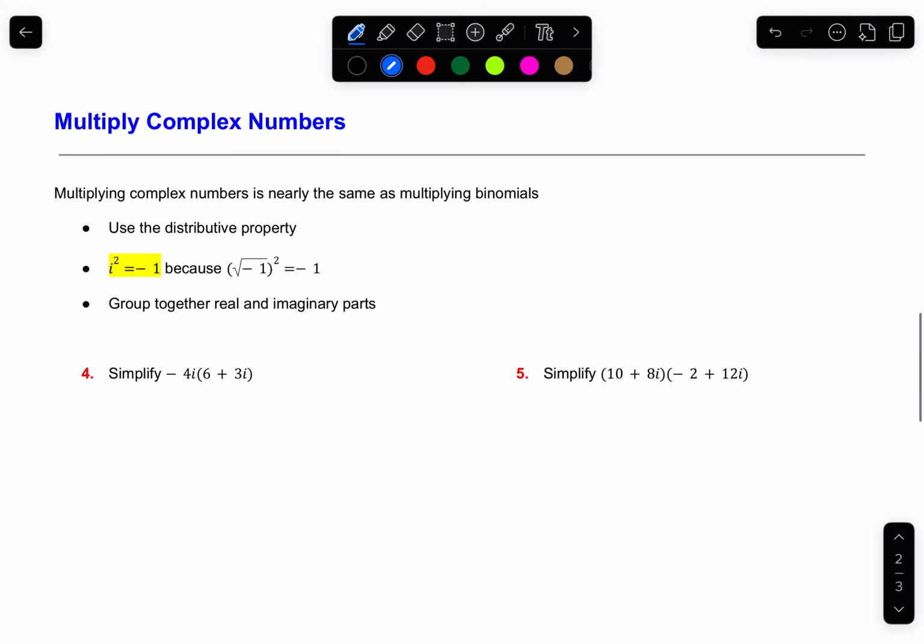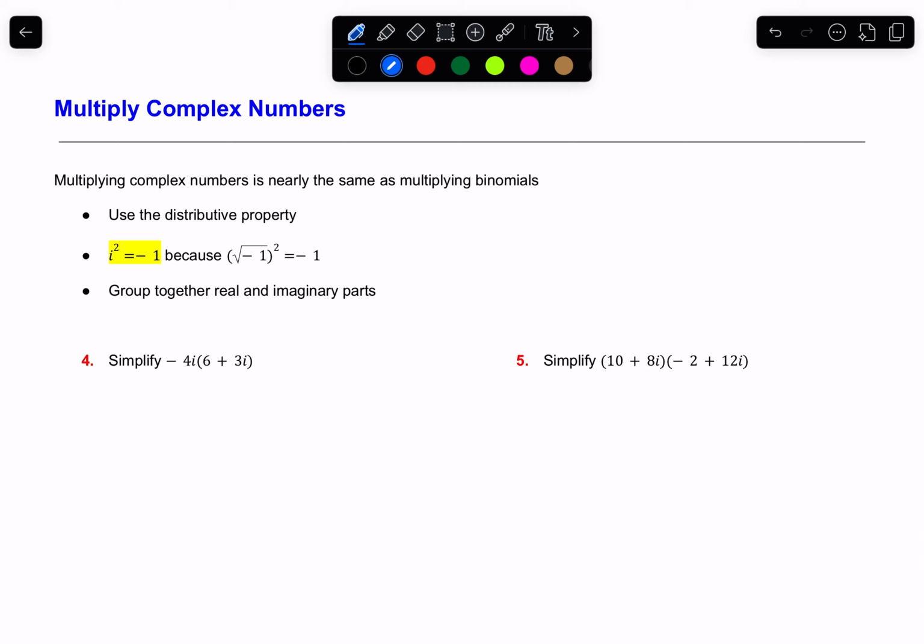Okay, now we're going to multiply complex numbers. When you multiply complex numbers, there's really only one thing you need to remember, and that is that i equals square root of negative 1. Because i is the square root of negative 1, that means i squared equals negative 1. Notice if we square both sides, the square root and the square cancel to just give us negative 1. So i equals square root of negative 1, which means i squared equals plain old negative 1.